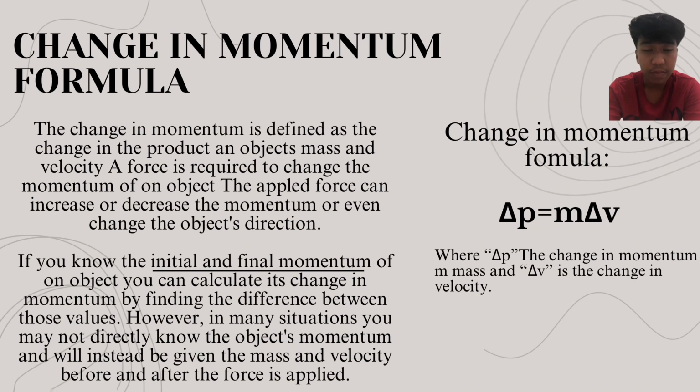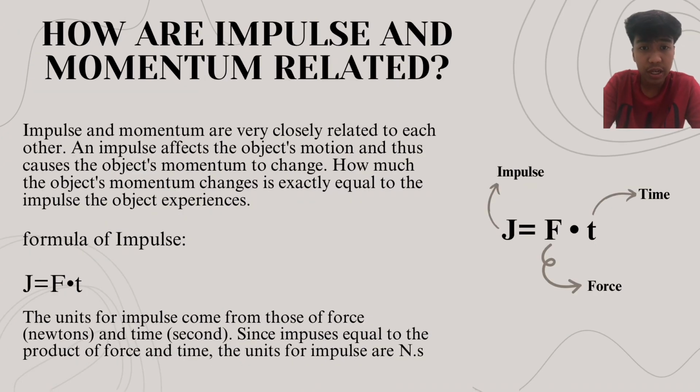Change in momentum formula. Delta P, or delta momentum, is equal to m delta v, where delta P is the change in momentum, m is the mass, and delta v is the change in velocity. How are impulse and momentum related? Impulse and momentum are very closely related to each other. Impulse affects the object's motion and thus causes the object's momentum to change. How much the object's momentum changes is exactly equal to the impulse the object experiences.